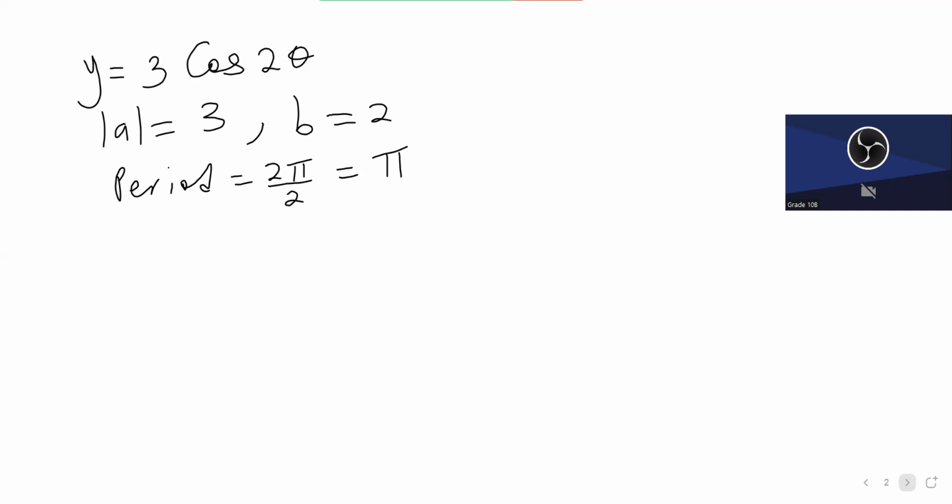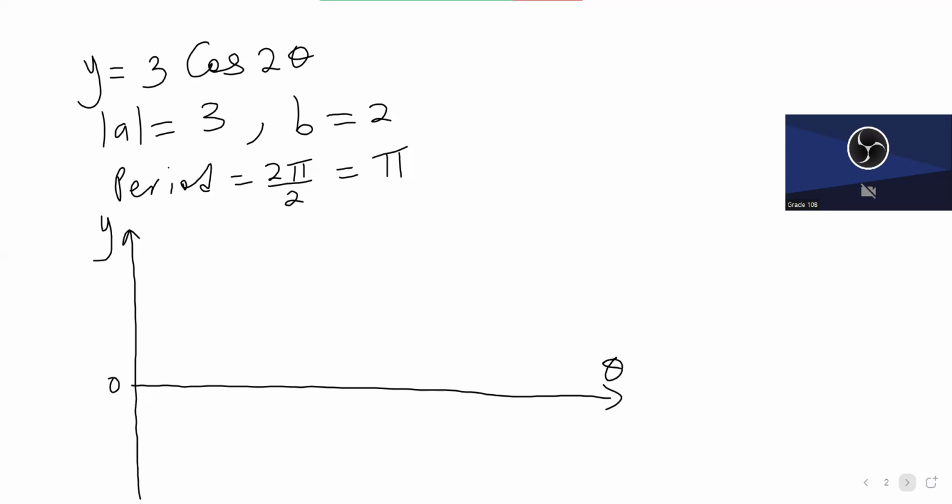So let's draw the graph for this function. Okay, so we know that our amplitude is 3. So it means the graph will rise all the way to plus 3 and minus 3. So minus 1, minus 2, and minus 3, right? So if you have a graph sheet or a millimeter paper, then it will look like this. Because I don't have one, I'm just doing this to make it easy for you to understand.